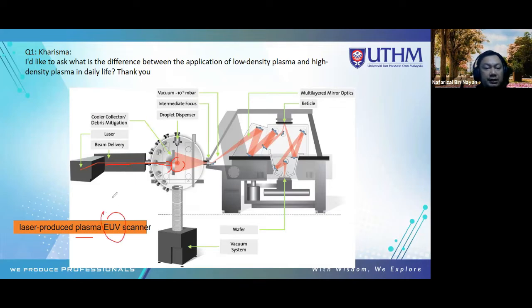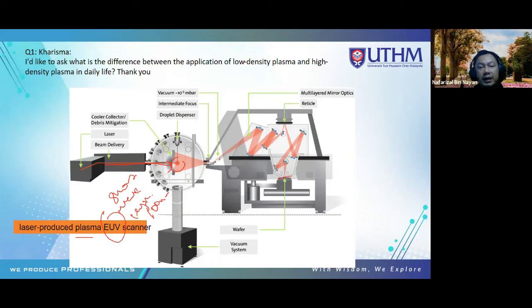So this EUV wavelength is very short, maybe like 100 nanometer. This wavelength will be used for the lithography process. Lithography is a process they use before etching. Before they do the etching process, they need to use the lithography process to do the patterning, the design of the pattern on the wafer.